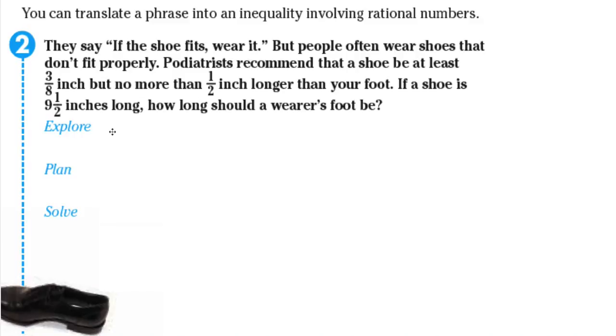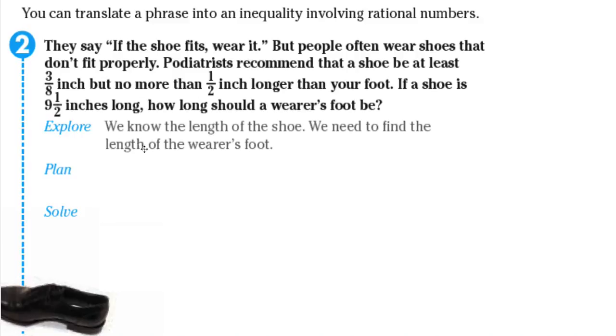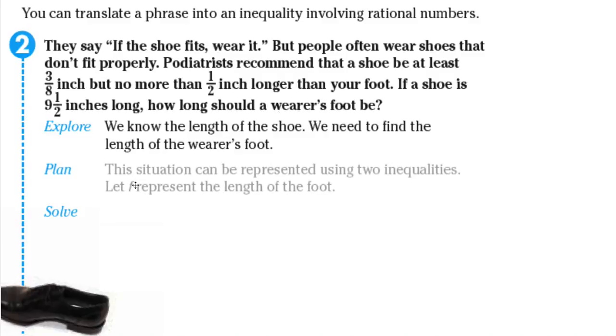So take a look at our problem. We know the length of our shoe, and we need to find the length of the wearer's foot. The shoe should be at least 3/8 of an inch, but no more than 1/2 of an inch longer than your foot. So how do we plan to solve this? First things first, we create a let statement. We need to create two inequalities and let F represent the length of the foot.